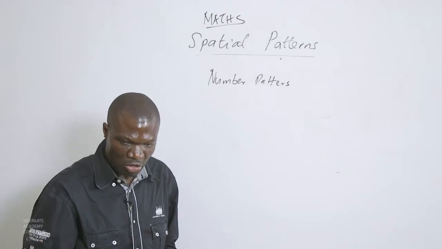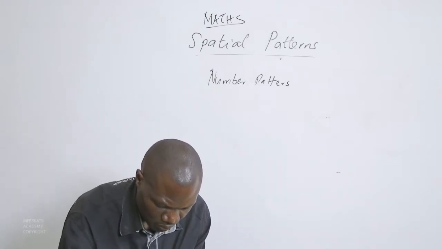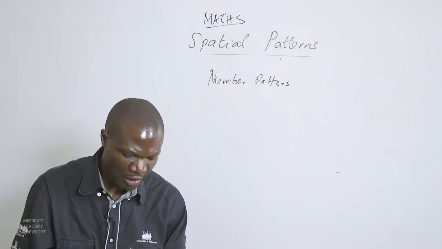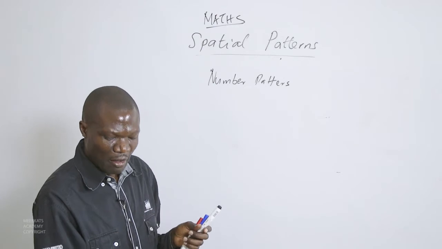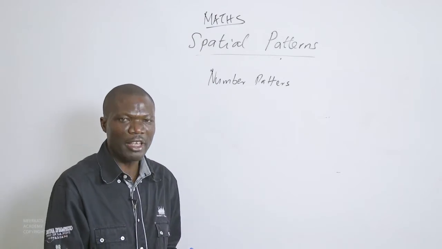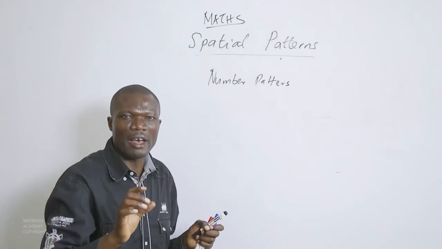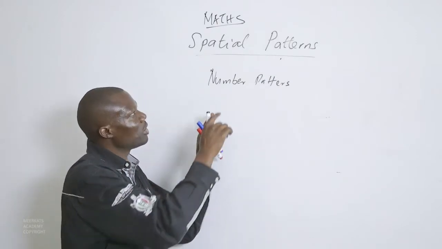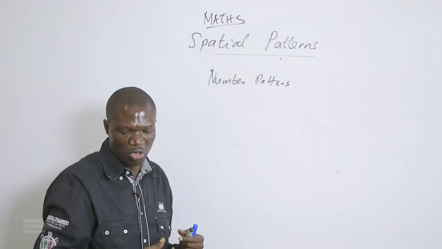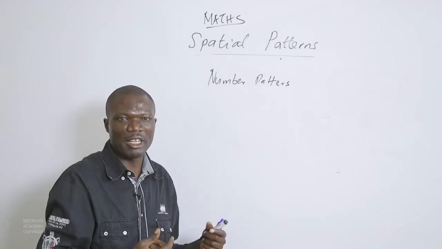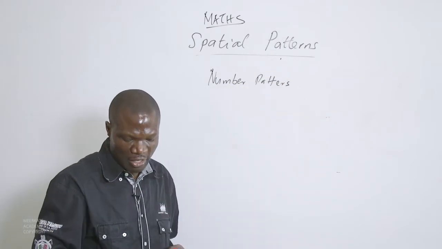So as we go on, I want us to prepare for the next class where we shall still be referring to the number pattern, but the only difference is that we shall consider the spatial diagrams, the spatial patterns, and put them on a table, such that we shall be able to identify how many sticks are required at any given time.